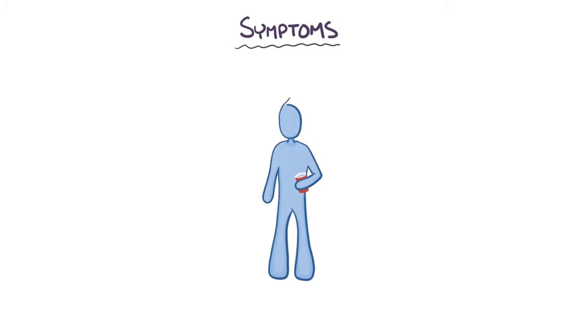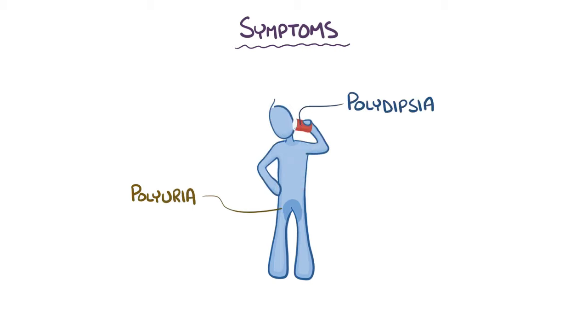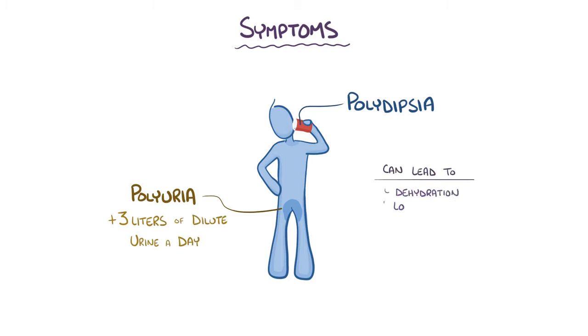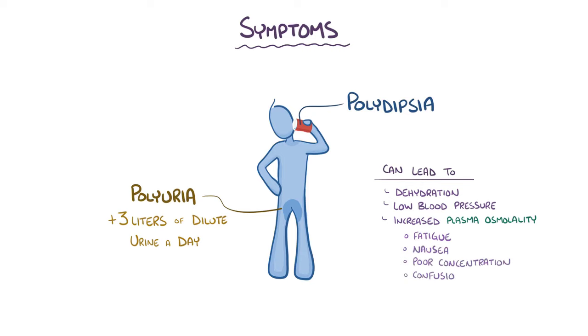The symptoms of diabetes insipidus are polyuria and polydipsia. A person with diabetes insipidus typically makes over 3 liters of dilute urine each day. Diabetes insipidus can quickly lead to dehydration and low blood pressure. The increase in plasma osmolality can result in fatigue, nausea, poor concentration, or confusion.